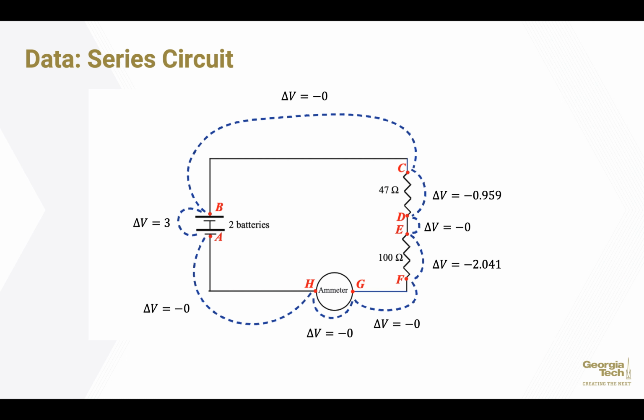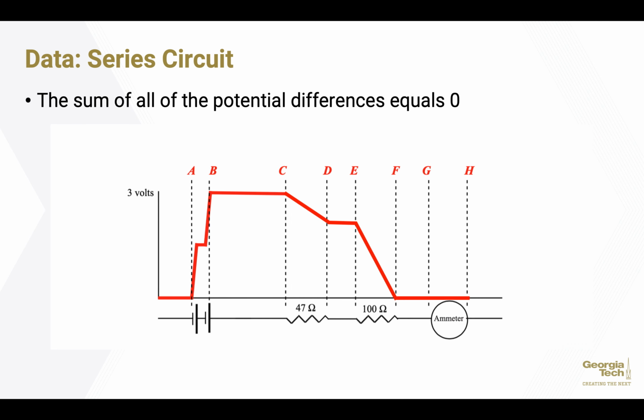There are a couple of important things to take note of here. First, the potential difference from location G to location H is 0, which means that the ammeter does not cause any resistance. We know that we are working with an ideal ammeter because a real ammeter would cause some resistance in the circuit. Second, when we sum together all of the individual potential differences measured in the circuit, we can see that the net potential difference equals 0. Thus, we can conclude that the potential difference of one round trip for a circuit equals 0.